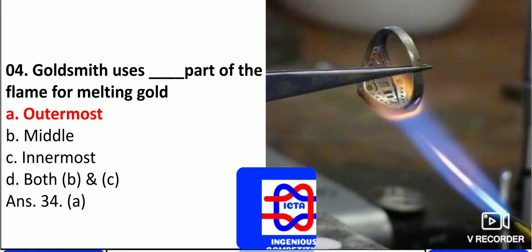We have the goldsmith. As you can see, how exactly the goldsmith holds the ring and starts heating that part of the flame for melting gold. As you can see, he used this type of flame which is used for the melting of gold. The outermost part, we knew, is very hot, and that part is used for melting the gold. The middle part is a moderate zone, and the innermost part will not have such huge heat. So the outermost part is the one used by the goldsmith.